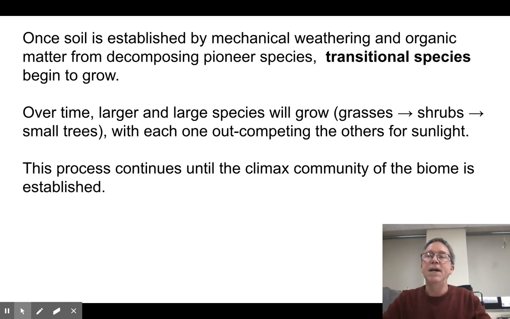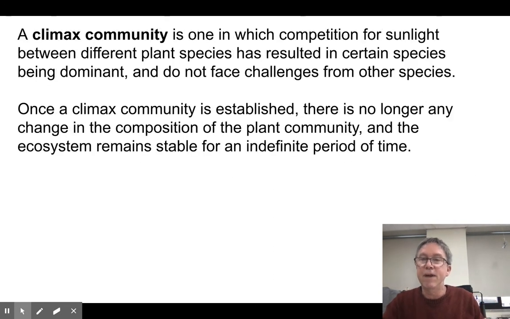They'll shade them out, and they end up winning. Eventually, you get the biggest trees of all, and they outcompete everything else, and nobody outcompetes them. We call that a climax community for that biome. Once again, a climax community is one in which the competition for sunlight is done. These are the biggest trees that exist. Nothing can outcompete them. They win. They don't face any other challenges. And so this community can stay in the state it's in indefinitely. As long as climate change doesn't make it a different biome, they'll just stay there forever. So you can think of a climax community as the end point in the succession game.